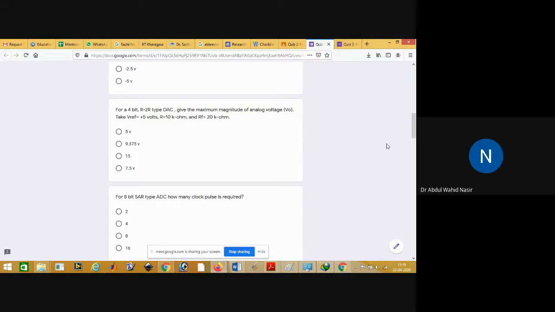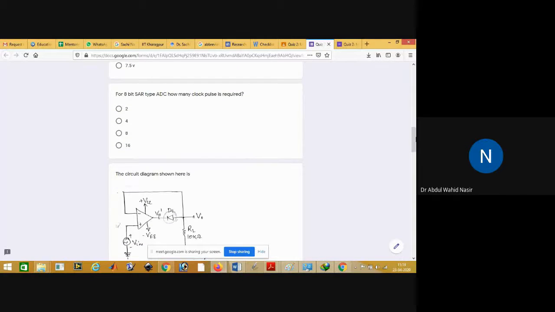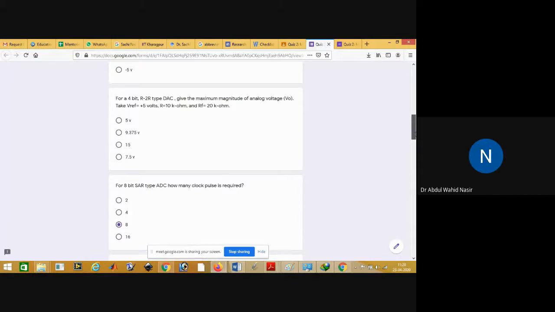Now moving to the fifth and sixth questions. This is question number 6. For an 8-bit SAR type ADC, how many clock pulses are required? We know that it is 8. Clear? Very good. This is minus. What is this answer?